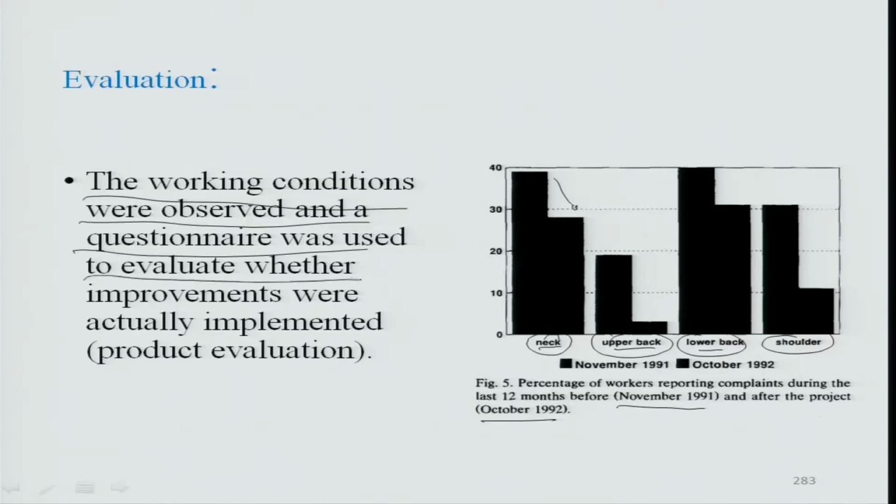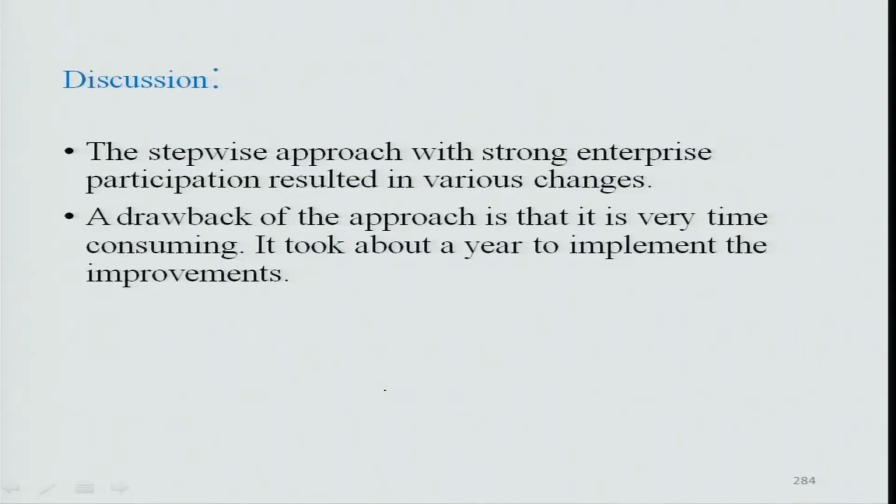A questionnaire was used to evaluate whether improvements were actually implemented, and the results show an improvement in the percentage of workers reporting complaints. So this whole process of assessing what you have done and how it really works out is important for suggesting an overall ergonomic improvement of the task structure. There was discussion, and the stepwise approach with strong enterprise participation resulted in various changes. Some kind of participatory involvement of the people who are directly working is very important.